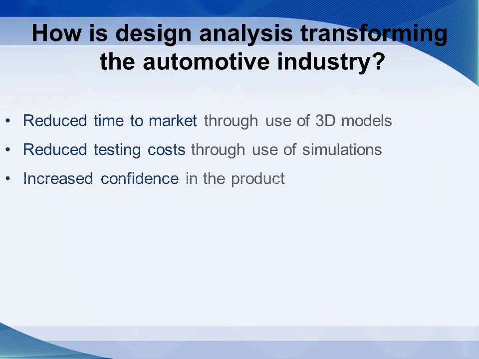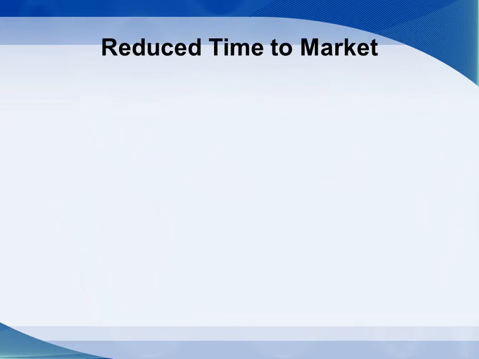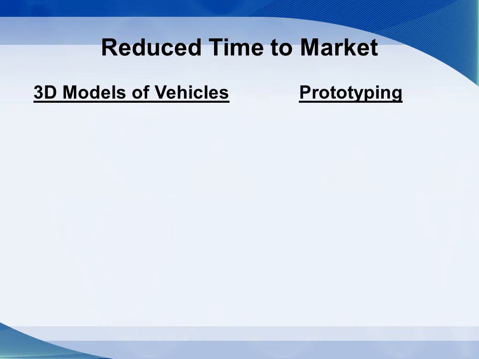This results in increased confidence in the product, which provides manufacturers and consumers the peace of mind that the automobile is of higher quality and safety standards. Since design analysis provides the ability to test functions prior to production, the industry sees a reduced number of warranty claims. We will now take a deeper look at each of these components. Reduced time to market is a major component in how design analysis is transforming the automotive industry. Let's take a look at the comparison of 3D models to prototyping to get a further grasp on how the time to market is reduced.